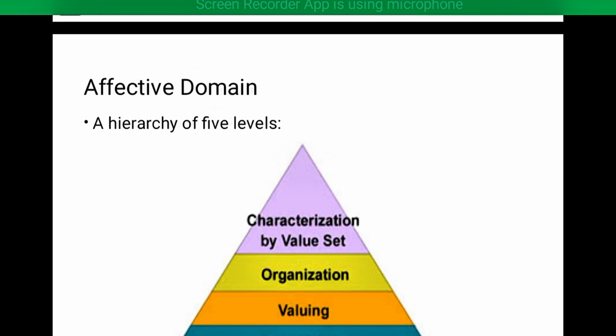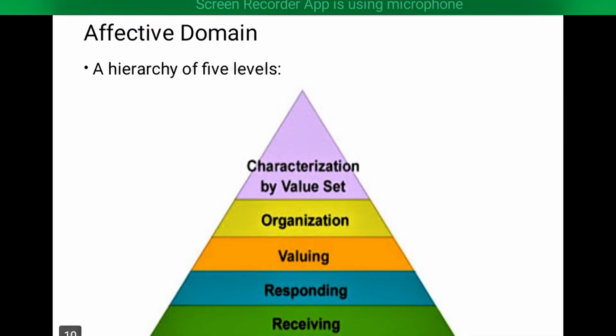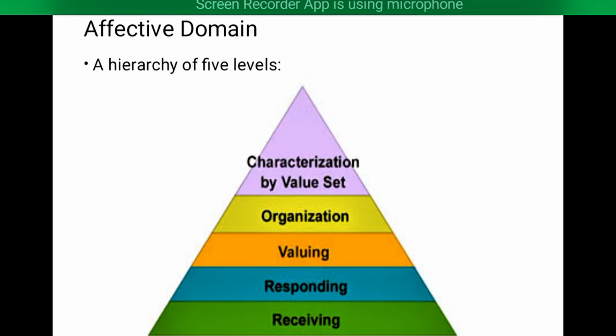Affective domain: a hierarchy of five levels. Number 1, receiving. Number 2, responding. Number 3, valuing. Number 4, organization. Number 5, characterization by value set. So these are the five levels of the affective domain.